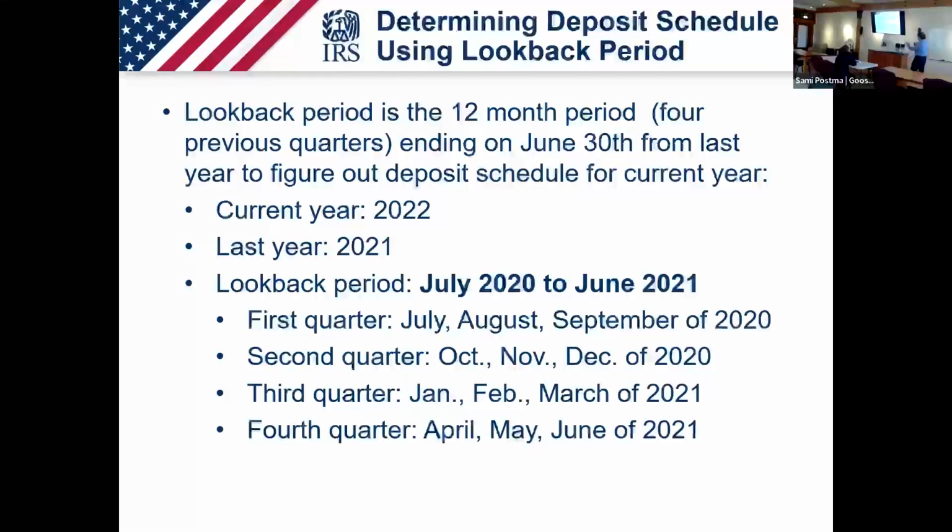This seems like a complicated formula, but really it's pretty straightforward once you understand what we're talking about here. We have something called a look back period. We basically look at the 12 months prior, that is the previous 4 quarters, and then just look to see how much you're depositing or how much your payroll tax was. That's how we determine it.